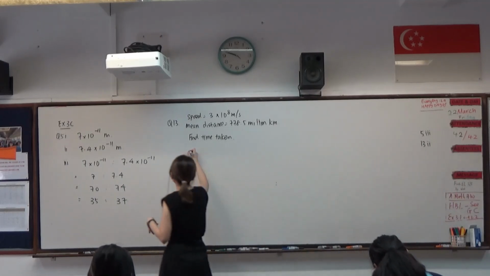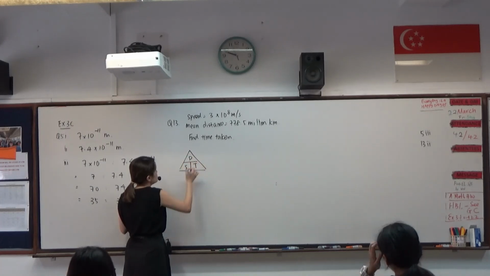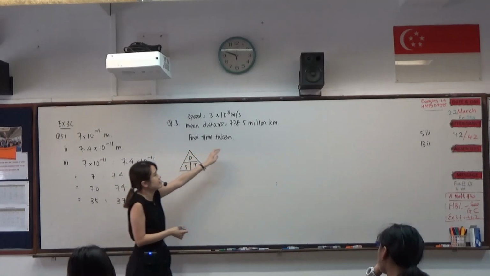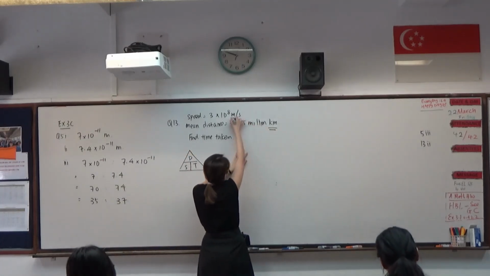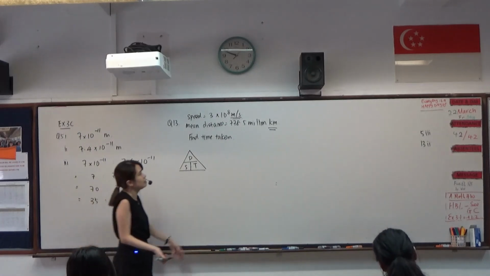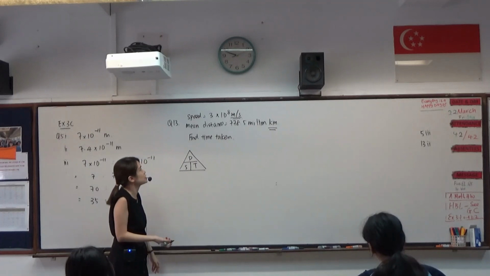Use your DST, distance, speed, time, triangle. So to find time taken, distance divided by speed, okay? But the problem is that this is in kilometers, this is in meters per second. So you got to make sure that the units are similar, in the sense that this got to be in meters. So you need to do some unit conversion first.